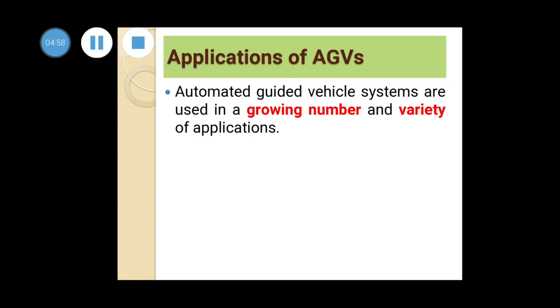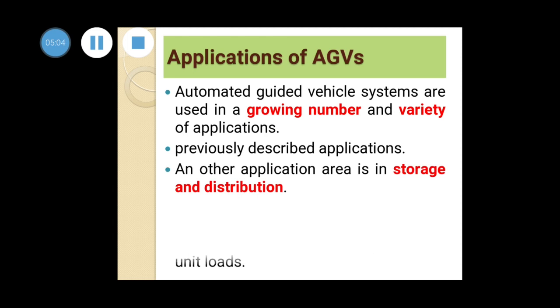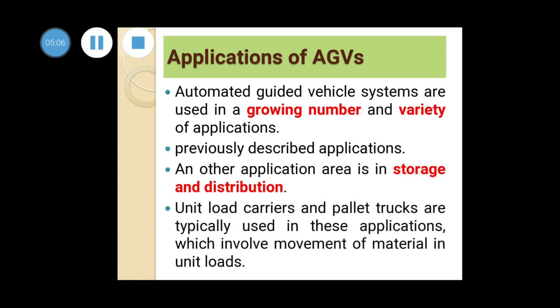Applications of AGVs. Automated guided vehicles are used in a growing number and variety of applications. An application area is the storage and distribution. Unit load carriers and pallet trucks are typically used in these applications, which involve movement of material in unit loads.